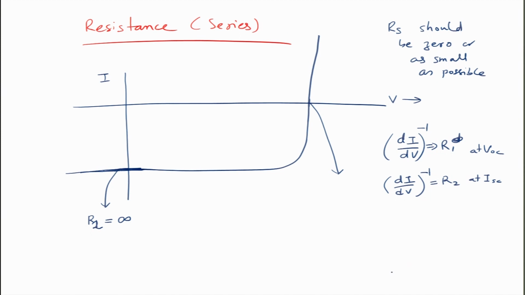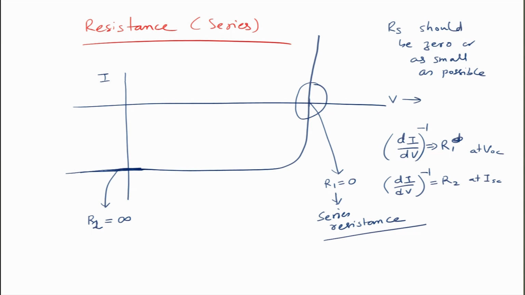This is R2. At this point I am saying that this line should be vertical, as vertical as possible. If this line is 100% vertical, then the slope at this point will be equal to infinity, which means R1 will be equal to 0. So, the slope corresponding to this point depicts what we call series resistance. The series resistance for an ideal device should be equal to 0.